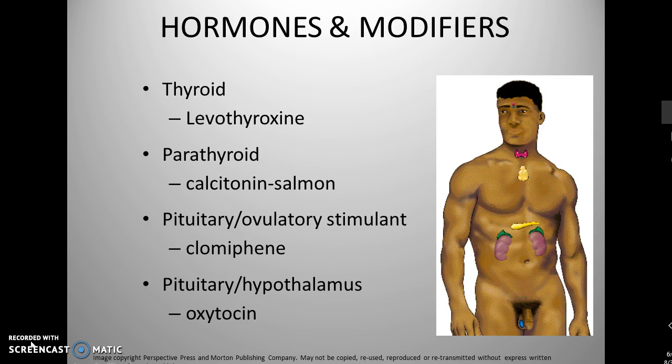Another class of drugs called phosphodiesterase inhibitors are used to treat, for example, erectile dysfunction. The most popular drugs in that particular category are Cialis and Viagra.